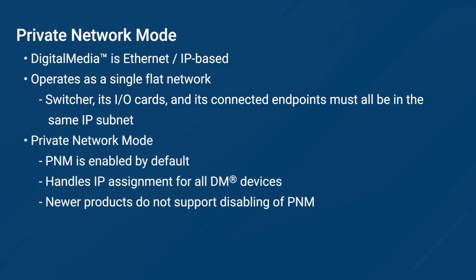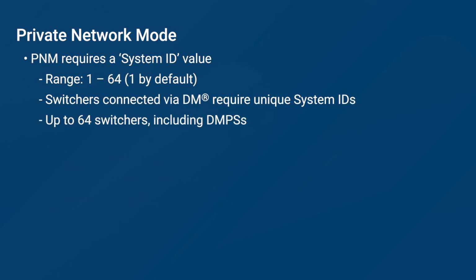Private network mode is enabled by default on supported devices, and it cannot be turned off on current devices. Private network mode handles all IP assignments for all DM devices you add to your digital media chassis. As previously mentioned, only the switcher itself needs a LAN IP address.